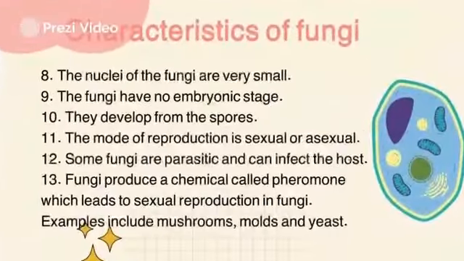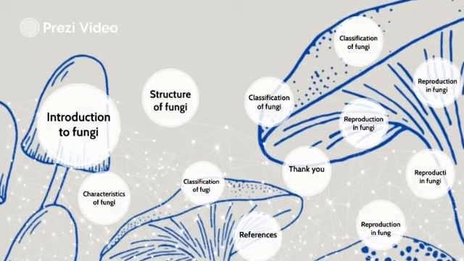8. The nuclei of the fungi are very small. 9. The fungi have no embryonic stage. 10. They develop from the spores. 11. The mode of reproduction is sexual or asexual. 12. Some fungi are parasitic and can infect the host. 13. Fungi produce a chemical called pheromone, which leads to sexual reproduction in fungi. Examples include mushrooms, molds, and yeast.